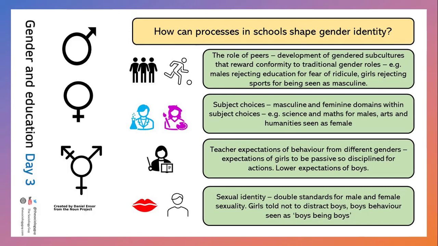Teacher expectations of behaviour from different genders. Teachers will have different expectations, so their expectations of girls to behave will be higher than boys. They will almost expect boys to behave badly, and when boys are a little bit more boisterous, they're less likely to be disciplined, and when girls are boisterous, they're more likely to be clamped down on, because teachers have lower expectations of boys' behaviours.